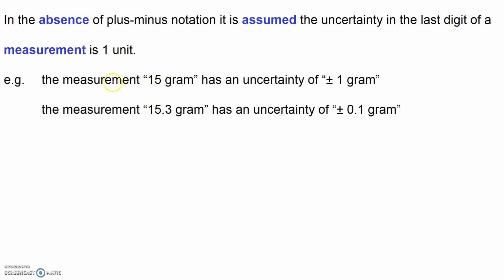Just reiterating, this slide's a little unnecessary. If we omit the plus or minus notation, it is understood that the uncertainty is plus or minus 1 in the last recorded digit.